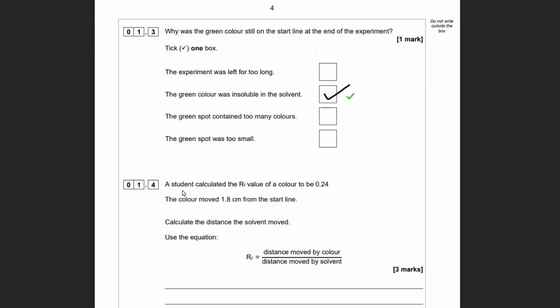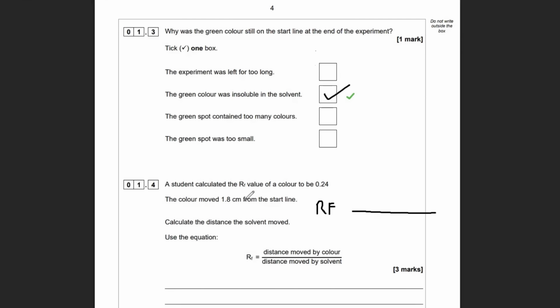Now let's look at 1.4. A student calculated the RF value of the color to be 0.24. The color moved 1.8 from the start line. Calculate the distance the solvent moved. Now, they've been really nice and given us the equation. They don't always do that, but essentially RF, which is the retention factor, is equal to the distance moved by the color divided by the distance moved by the solvent.